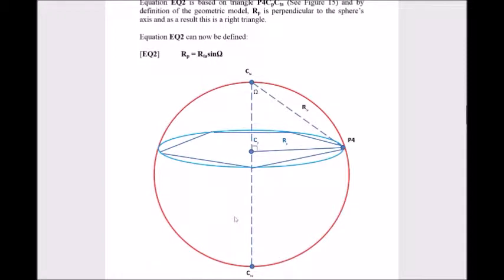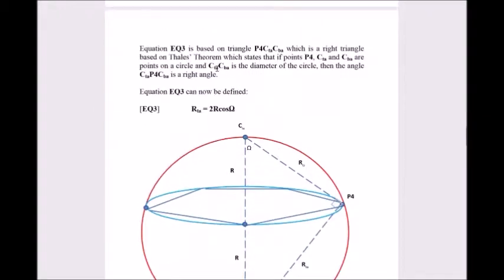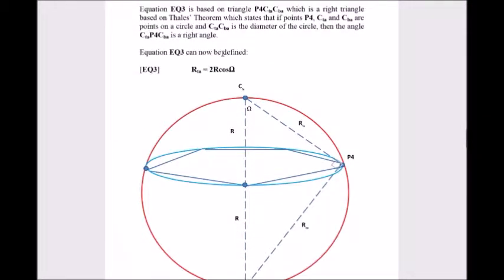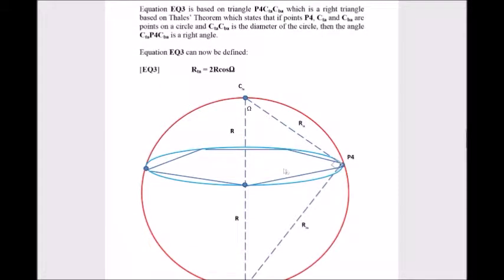Now for the next equation, equation 2 is based on this triangle P4, CP, CTA, and this allows us to come up with equation 2 that shows the planar radius as a function of RTA and angle omega. And the third equation is based on this larger triangle, CTA, P4, CBA. And this allows us to come up with equation 3 that shows the conical radius RTA as a function of the conical angle.